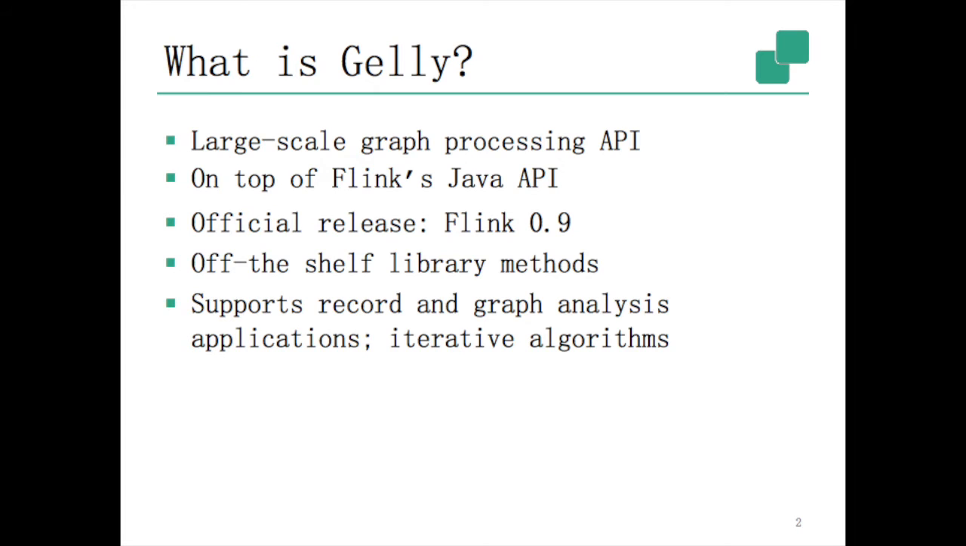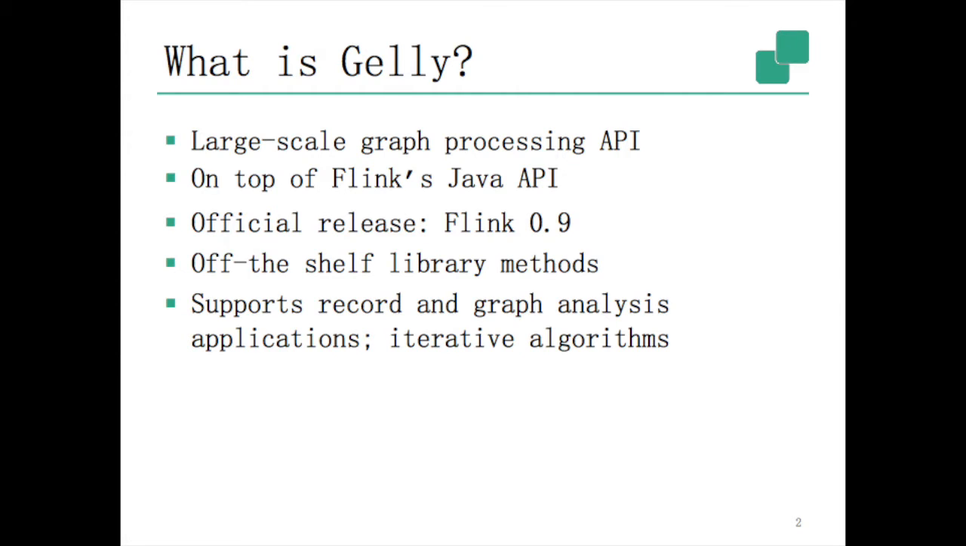Okay, so let's see what's Jelly. Jelly, as you may have heard in the introductory section, is Flink's large-scale graph processing API. It's built on top of Flink's Java API, and right now we also support Scala. Jelly was officially released in Flink 0.9. It contains several off-the-shelf library methods that can be used by simply calling the run method from the graph instance.